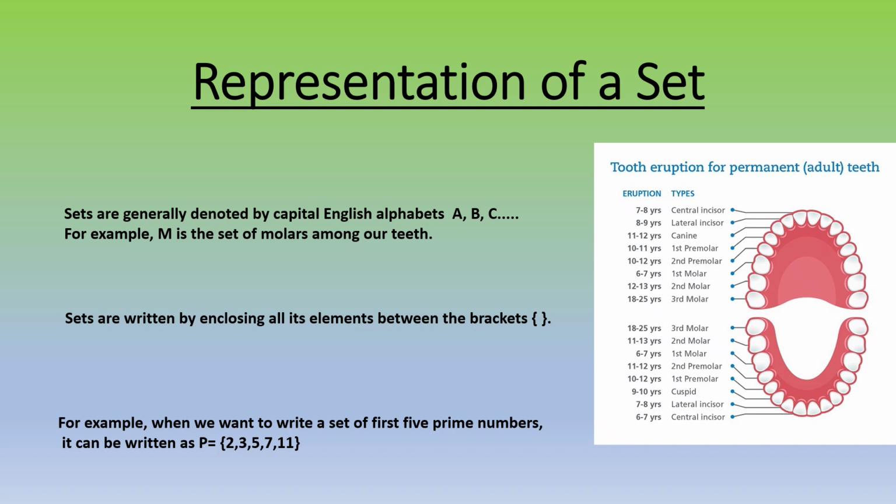If you want to write another set, W is equal to set of weekdays: Sunday, Monday, Tuesday, Wednesday, Thursday, Friday and Saturday. So this is how we can write any set represented by a capital alphabet, and all the elements should be written in flower brackets, right?